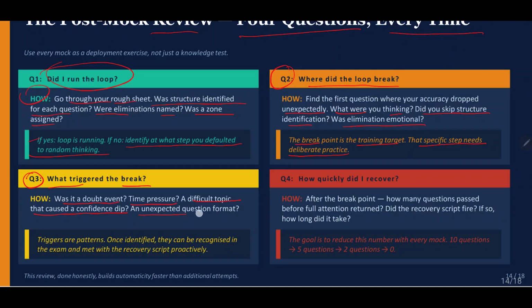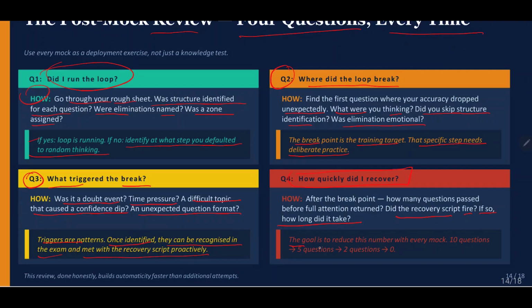An unexpected question format. Triggers are patterns. Once identified, they can be recognized in the exam and met with the recovery script proactively. Okay, the next question you have to ask yourself is: how quickly did I recover? After the break point, how many questions passed before full attention was restored? Did the recovery script fire? If so, how long did it take?